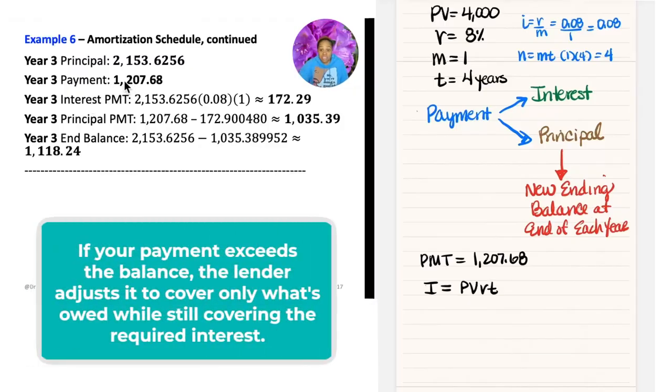They'll just make an adjustment so that you don't end up paying more towards the principal, because you only want to pay what you owe, but they're going to make sure they get their money too. Okay, so let me show you.